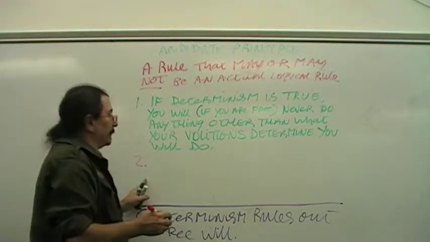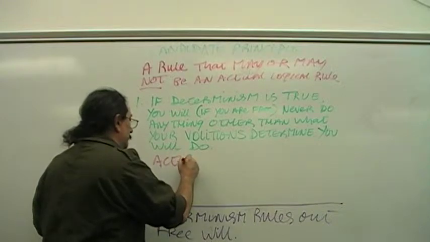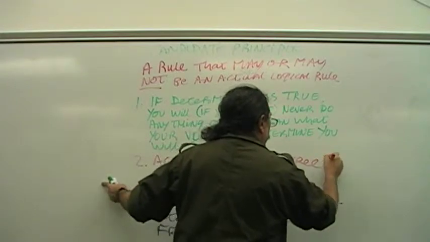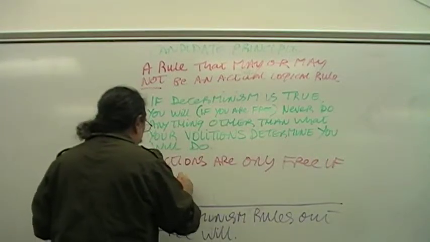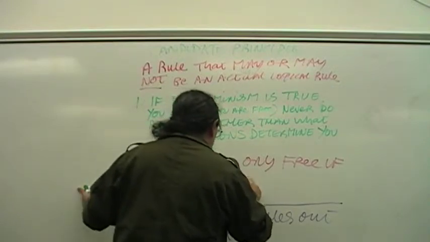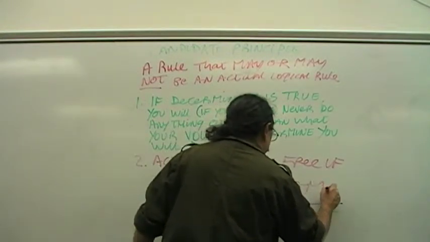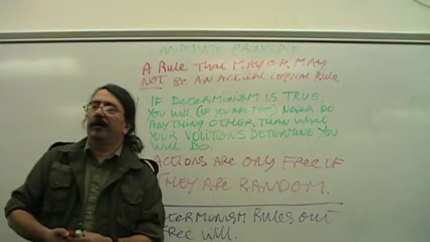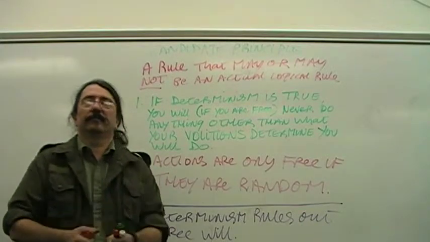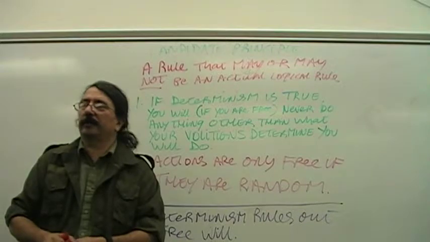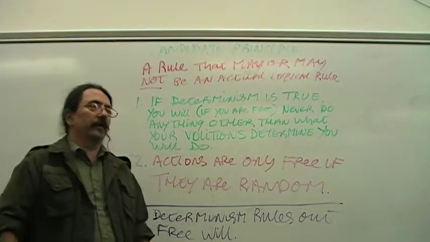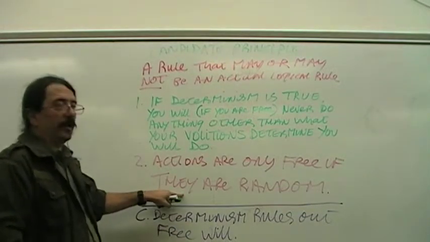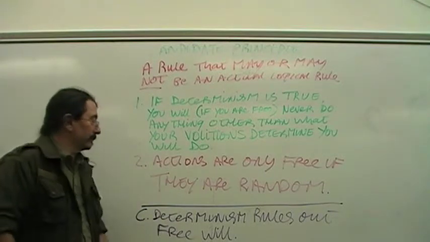And here's the candidate principle. Actions are only free if they are random, if they are undetermined. Remember, there's only two choices, determinism or not determinism. Right? There's no third leg to this. There's no situation of being not determined and not determined. You can have determinism or you can have not determinism. This rejects determinism, and it says actions are only free if they're random.